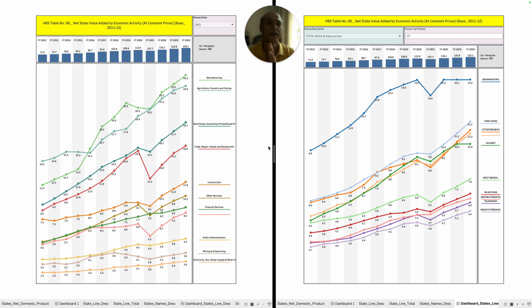I have two dashboards placed side by side, and I'll tell you what these dashboards are talking about. The first one on the left can be filtered based on states. You have a drop-down filter, you can filter any of the states, and it will give you the various line items: manufacturing, agriculture, forestry and fishery, real estate, trade, hotel and repairs, construction, other services. All production components are listed here in a format where you can see the trend, each and every line. For example, if you see here, this is the block which identifies the various plots.